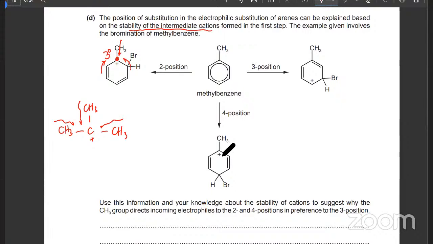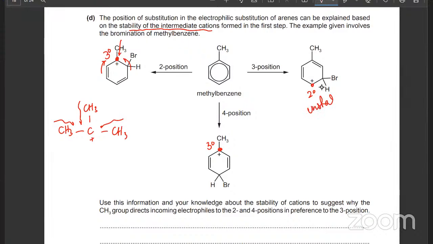So what about this one? This is also tertiary, right? Yes. So this one is also a 3-degree carbocation. And what about this one? This is a secondary. There are only 2 carbon chains, one on this side, one on this side. There will be an H with it. Yes, there is an H. So you only have 2 carbon chains. So this is the one that's unstable.